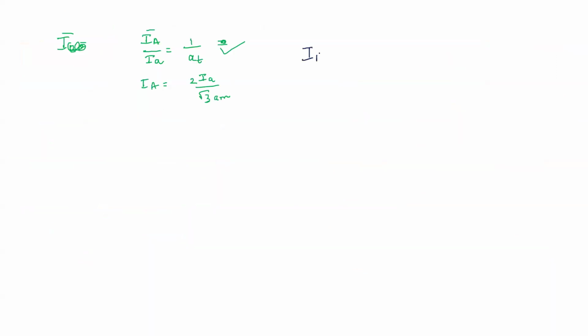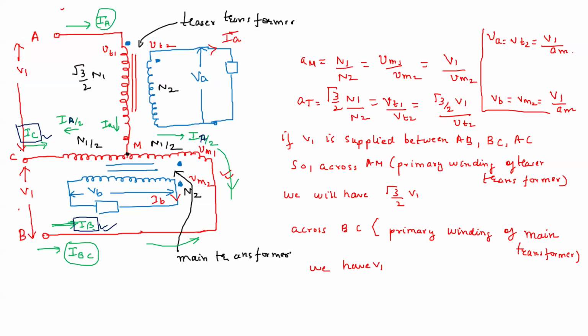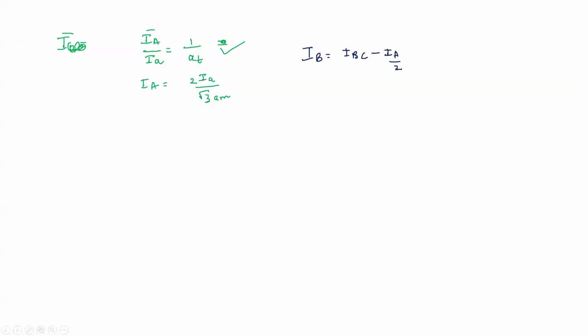Okay, so IB is IBC minus IA by 2. And what about IC? So IC is like this, but both IBC and IA by 2 are flowing like this. So see, IBC will be flowing like this. And IA by 2 is flowing like this. So IC is what? IC becomes minus IBC by 2, so IC becomes minus of IBC plus IA by 2.